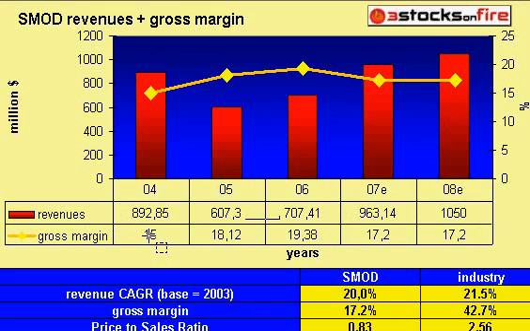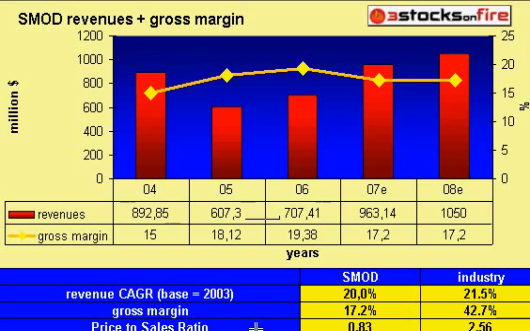As for gross margin, it has remained here between 15% and 20%. Expected for 2007 we have 17.2%, and for 2008 the same. So revenue, since 2006 till expected for 2008, we have a 20% compound annual growth rate, and the industry grew 21.5% since 2005 levels. Gross margin 17.2% for our company and 42.7% for our industry. So this is a low margin business, at least now.